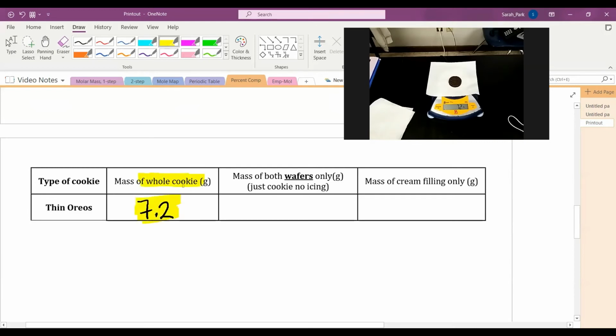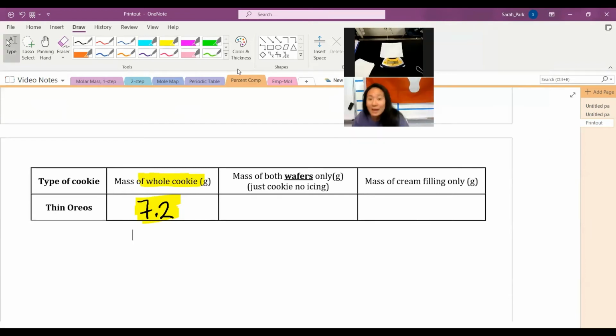Okay, so now what are we going to do? We're now going to take this and I am going to then break it apart because I want to know the percent composition. So we're going to do this also carefully. I'm going to break this apart. And now I have to sit here and scrape off all the cream filling. So I have just cookie. So here I have just cookie.